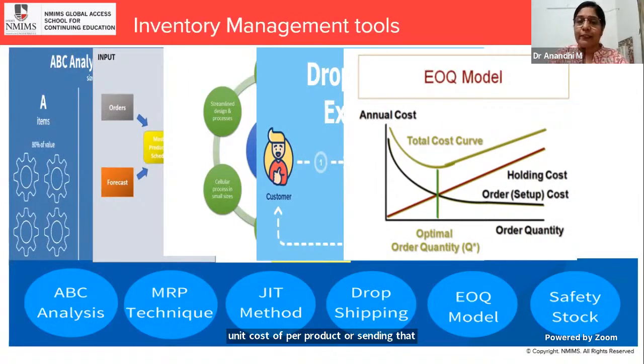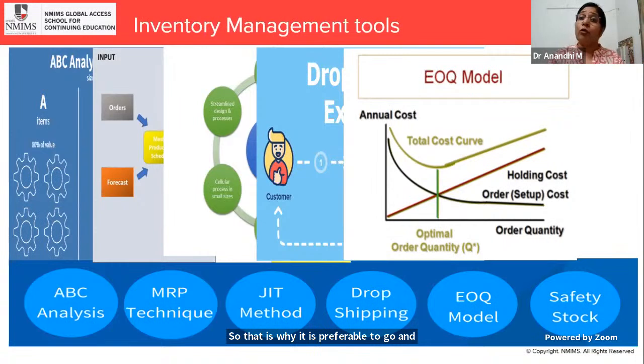Scale economies, right? Economies of scale. But when you go in for less than truckload, the per unit cost is going to go high because you are occupying only part truckload. So the documentation, the processing, the loading and unloading, everything is going to increase. So that is why it is preferable to go in for full truckload.